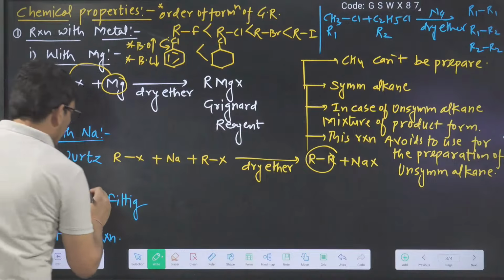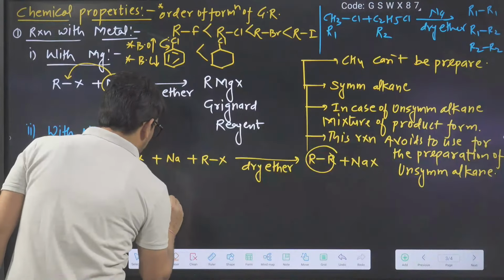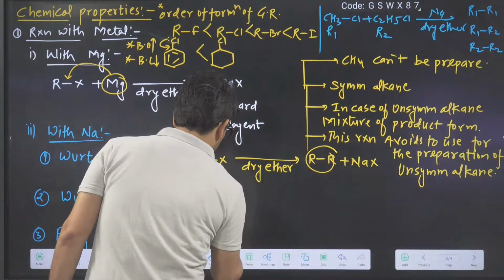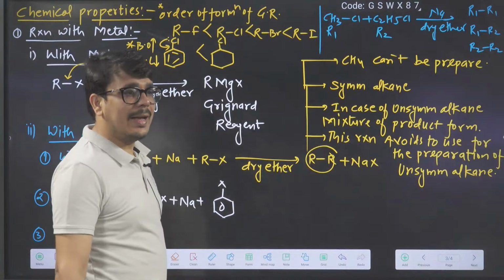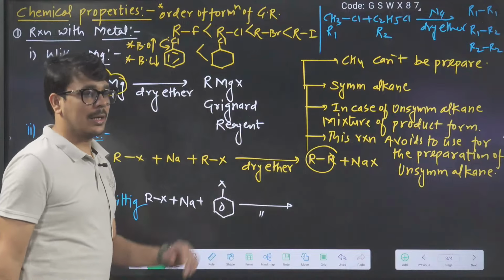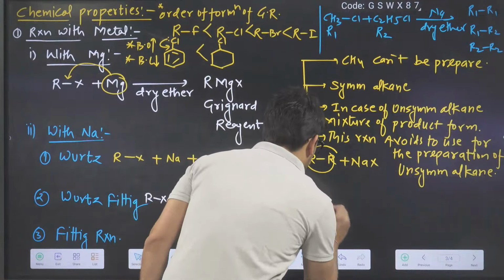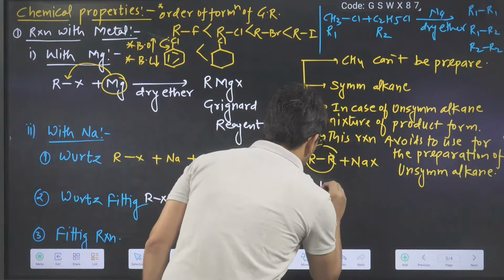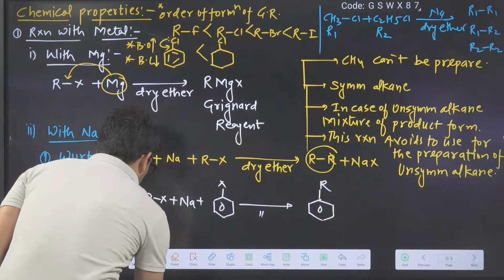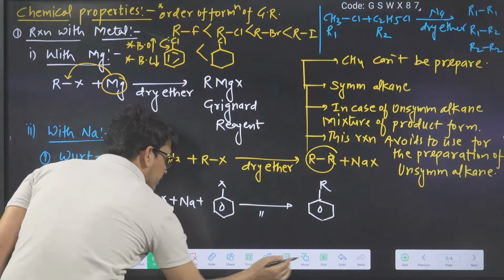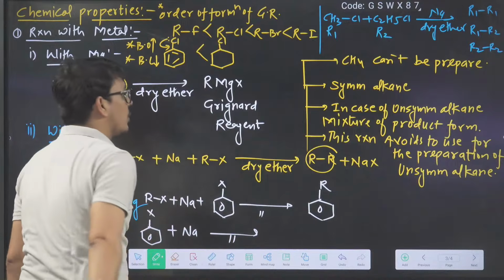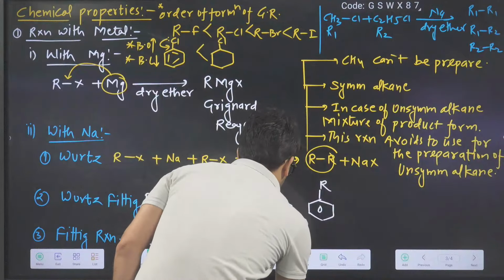Now next, Wurtz-Fittig. In this case, one will be alkyl halide and one will be aryl halide. Here also the solvent is the same, dry ether, and here you will get this product, alkyl benzene. And last, Fittig reaction: aryl halide reacting with sodium, same solvent we are using here, and here you will get biphenyl.